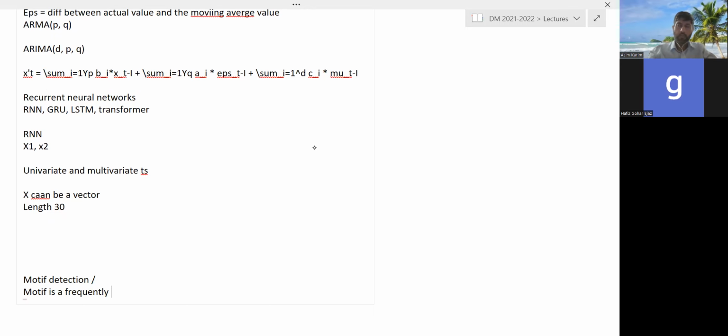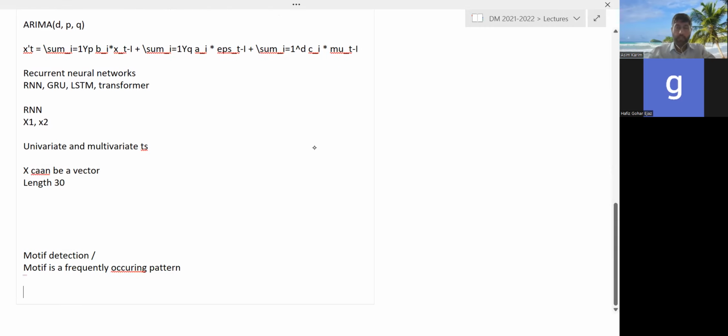occurring pattern. So any pattern that is frequently occurring is a motif. And since our context here is time series, our pattern would be some behavior over time, over a small time window. And we would thus like to find frequently occurring such patterns in our data set. So there are various different settings in which this can be done. So let's discuss those settings.